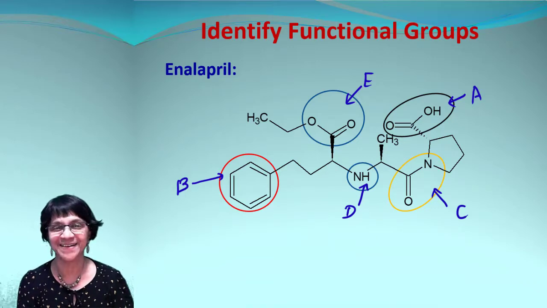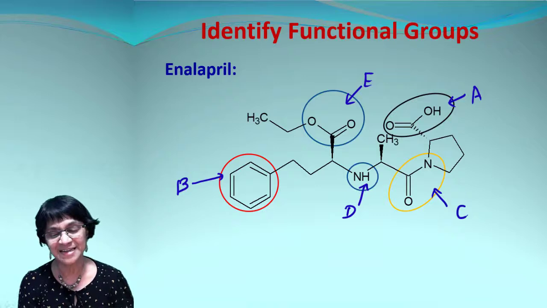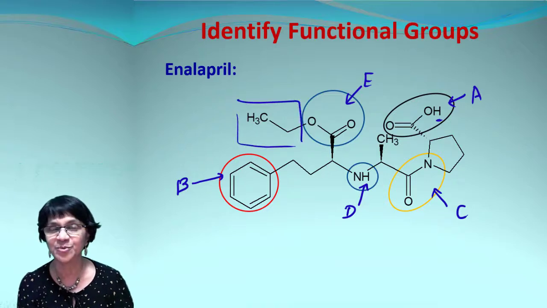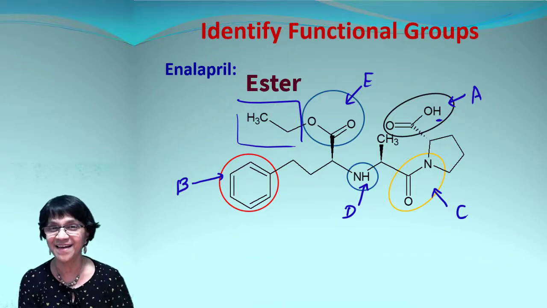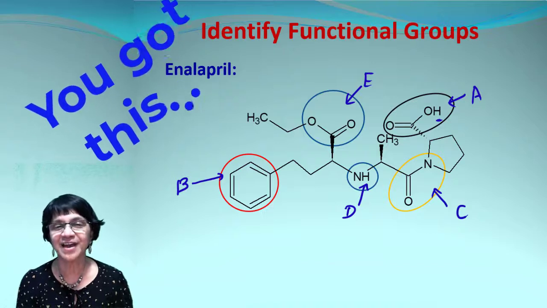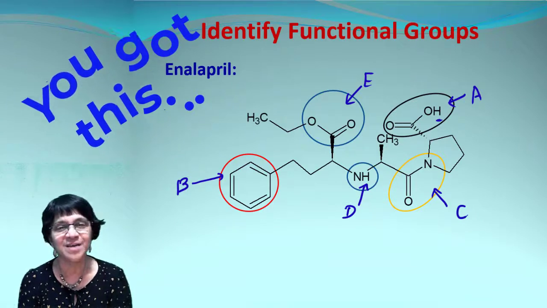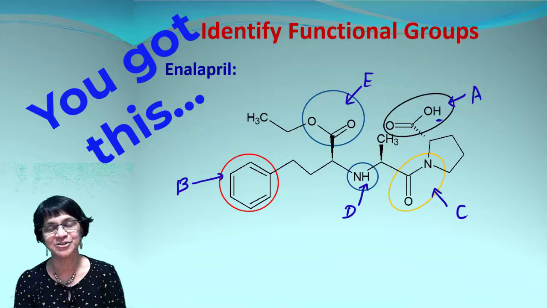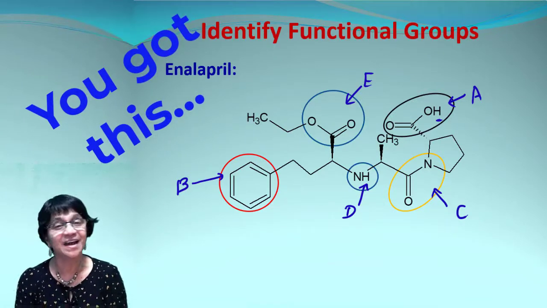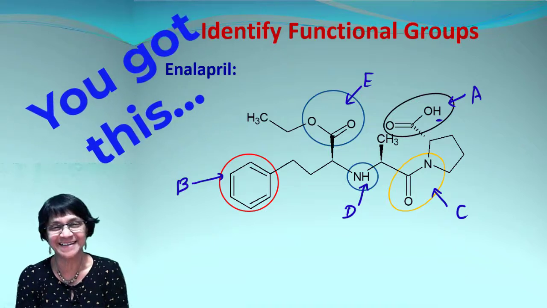Look at group E now. And this looks similar to carboxylic acid. But instead of having that hydrogen hanging, we got a different group here, which is an alkyl group. So what does that become? That becomes an ester group. So you guys got the idea. If any compound is given, I am sure you will be able to circle and identify the functional groups. It is so simple and easy.